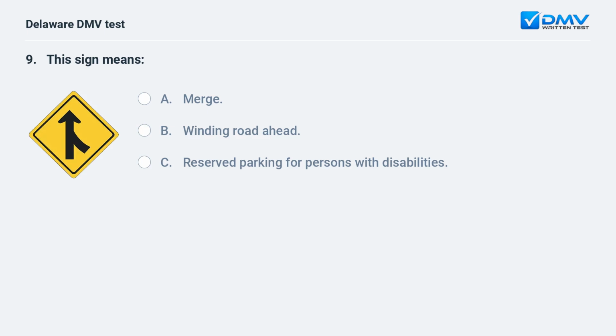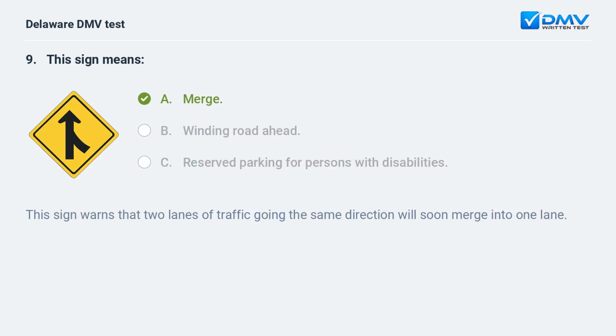This sign means A. Merge. B. Winding road ahead. C. Reserved parking for persons with disabilities. A. Merge. This sign warns that two lanes of traffic going the same direction will soon merge into one lane.